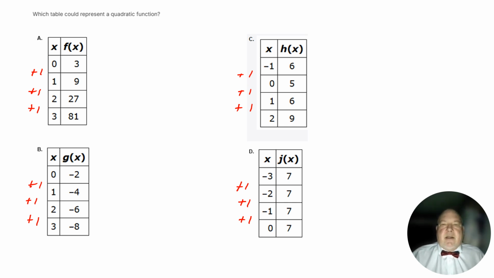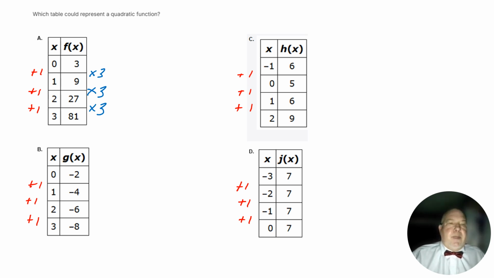Same thing as the y. All right. And so on this one, let's look at A first. It goes up by 6, then it goes up by 18, then it goes up by 54. All right. So it's not being added by a constant amount, but it is being multiplied times 3. So if you notice that, that's times 3. All right. That is not indicative of a quadratic function. That's indicative of an exponential function.